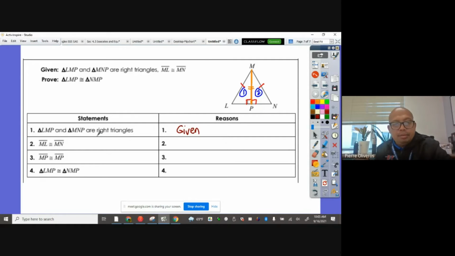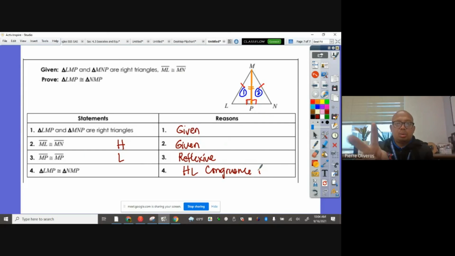Okay, given. And segment ML is congruent to MN. That's part of the given. That ML and MN are your hypotenuses, and you know that MP is congruent to MP because they are reflexive, and that's your leg. So that's enough for you to say the triangles LMP and NMP are congruent using HL congruency. And there you have it. And as always, kaboom.